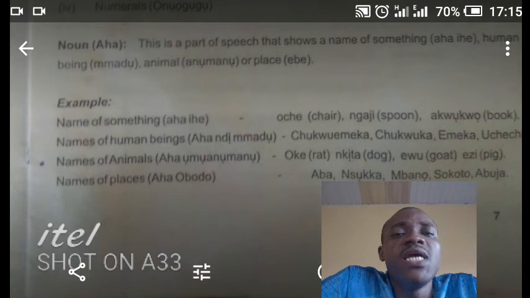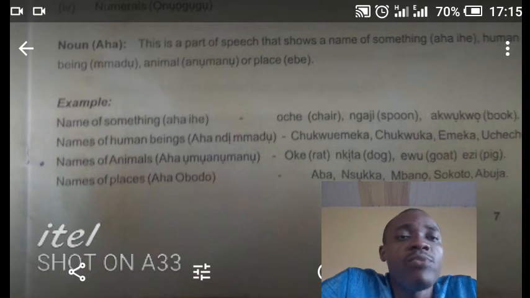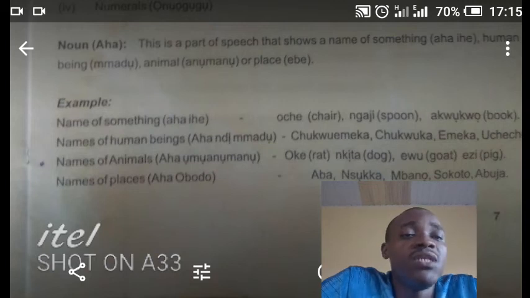We now look at the names of animals, which in Igbo is aha anumanu. I have examples of them: oke, which is rat in English. We have nkita, which is dog. We have ewu, which is goat in English. We have ezi, which is pig in English.